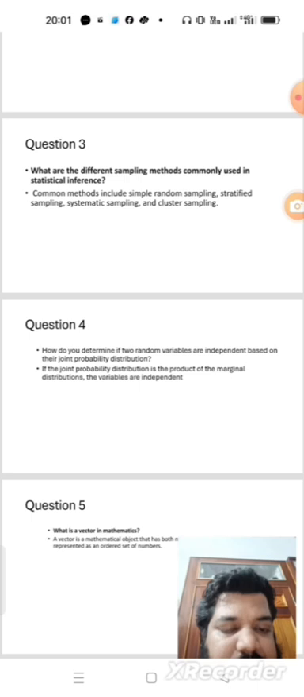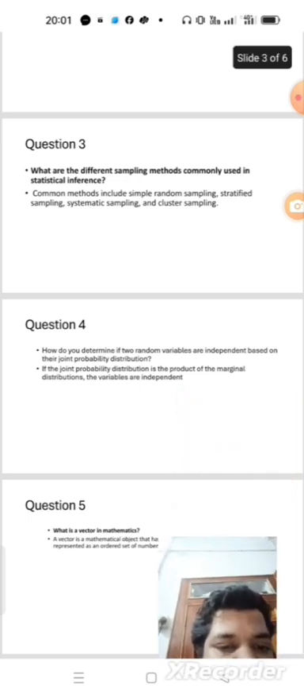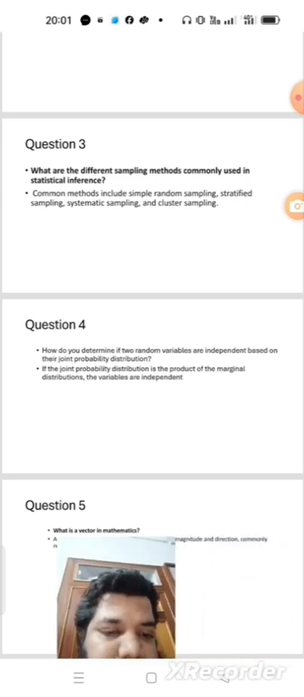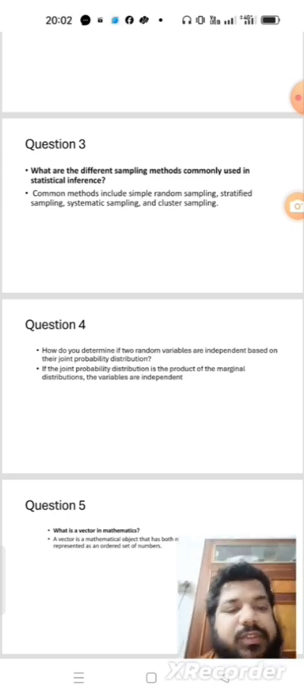What is a vector in mathematics? A vector is a mathematical object that has both magnitude and direction, commonly represented as an ordered set of numbers.